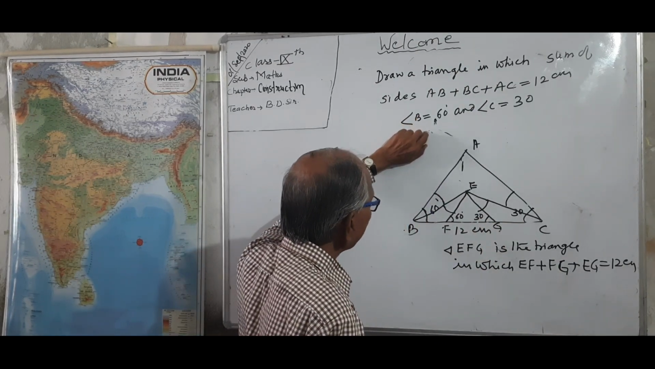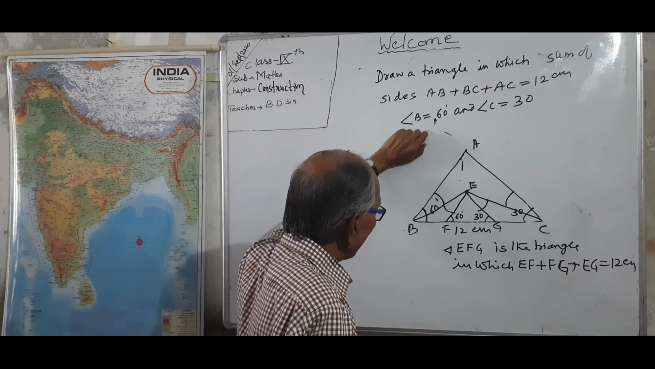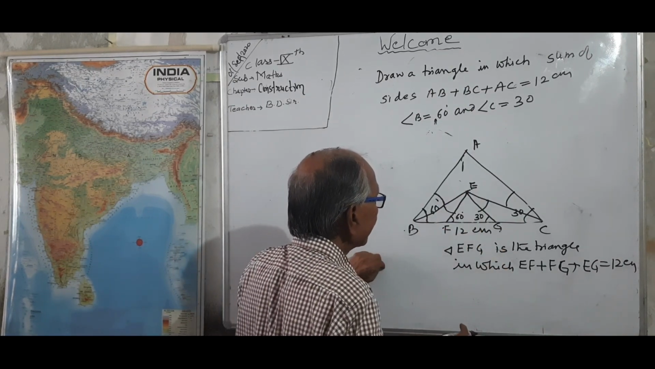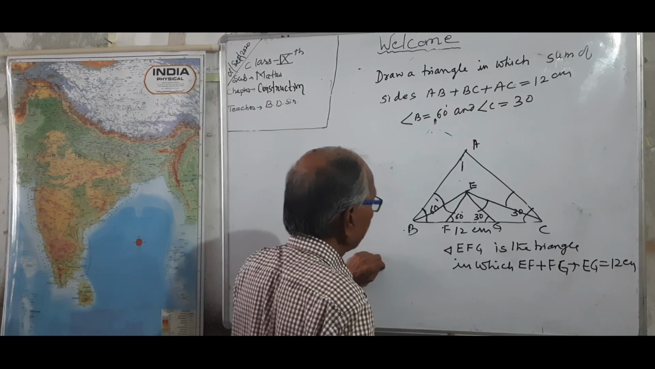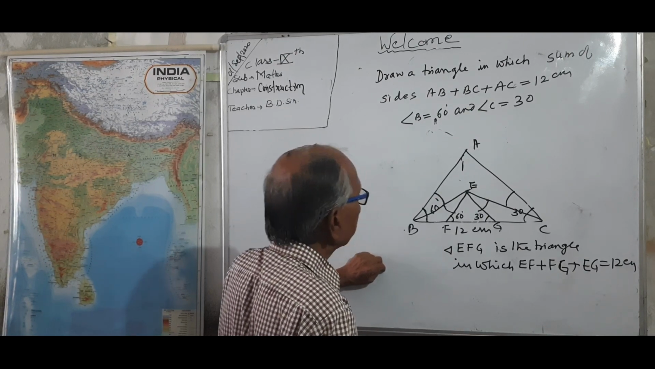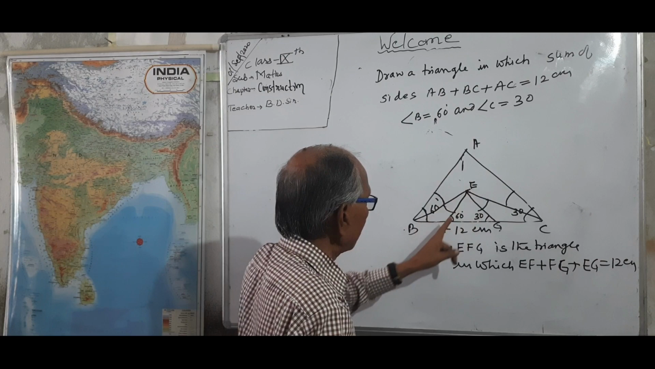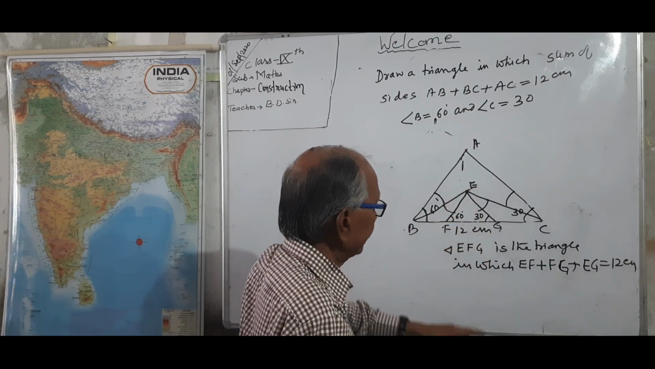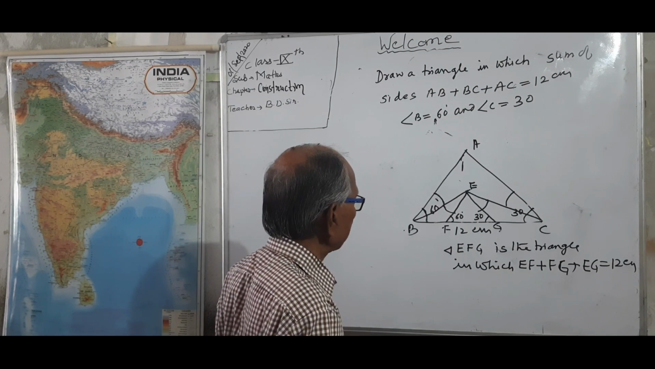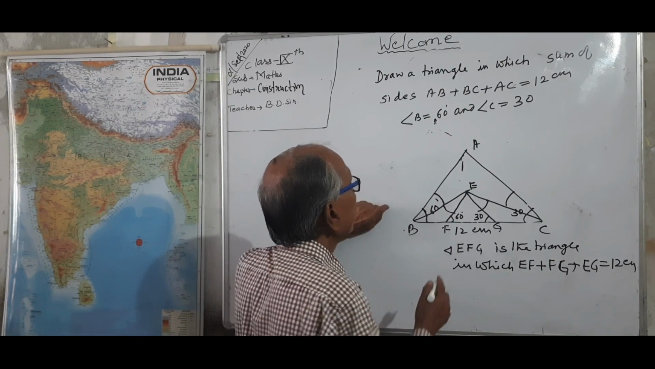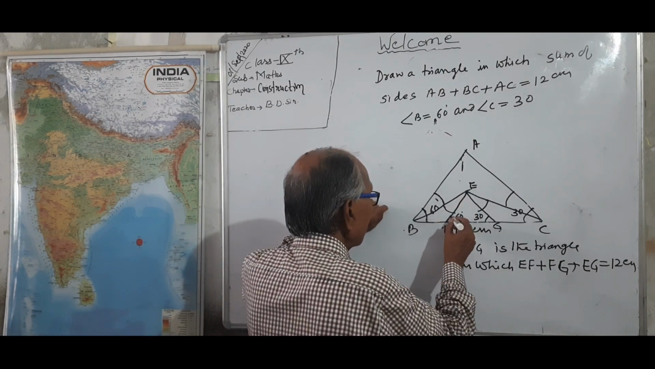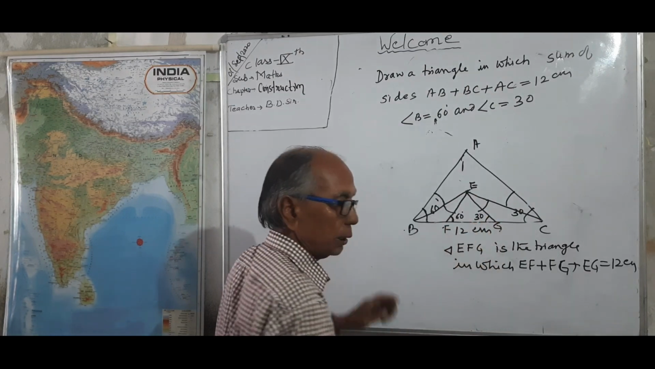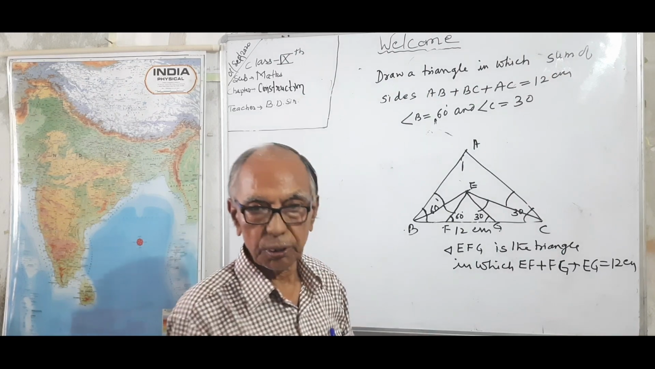Now, this is the required triangle EFG, in which the sum of its three sides EF, FG and EG is equal to 12 centimeter, angle EFG is equal to 60 degree, and angle EGF is equal to 30 degree. So this is the full construction.